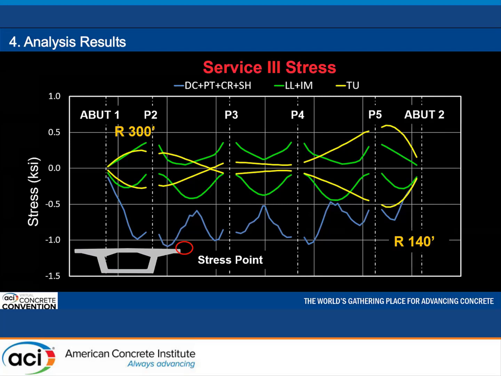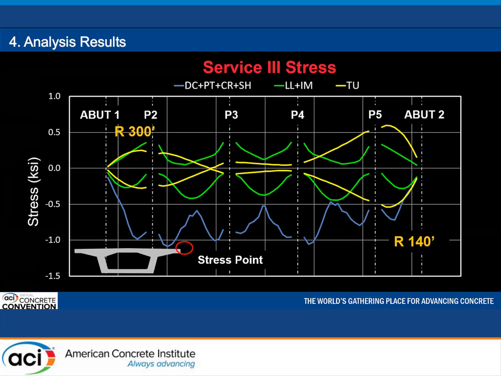This plot shows stresses factored for the AASHTO LRFD Service 3 limit state. The stress is, again, taken in the top right corner of the box, with negative values representing compression and positive values representing tension. The blue line represents the stresses from permanent loads. The stresses are compressive and follow a fairly symmetric pattern along the bridge.